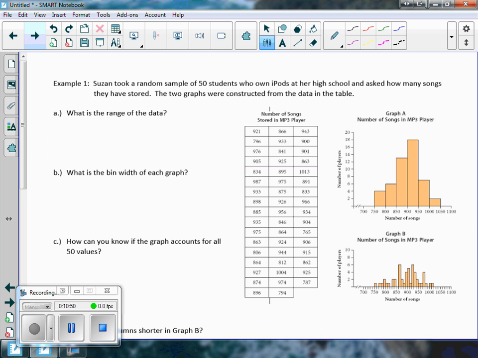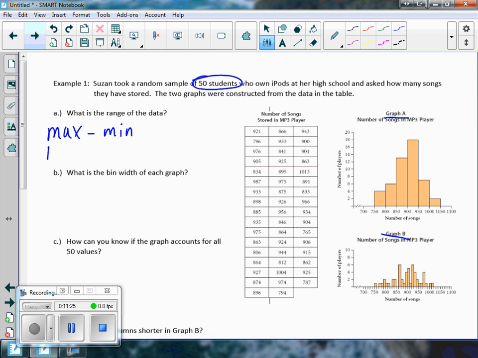So if I ask you a few questions here about two different histograms. To find the range of the data, you would simply do max minus min. Now, you wouldn't be able to know that by looking at this histogram or this histogram. In this particular data, we're looking at a random sample of 50 students who own iPods, and they were asked how many songs are on the iPod. So we have a nice list of how many songs are on each iPod here. You would take your max minus your min.